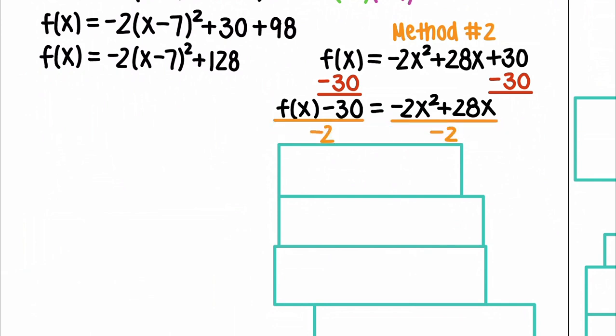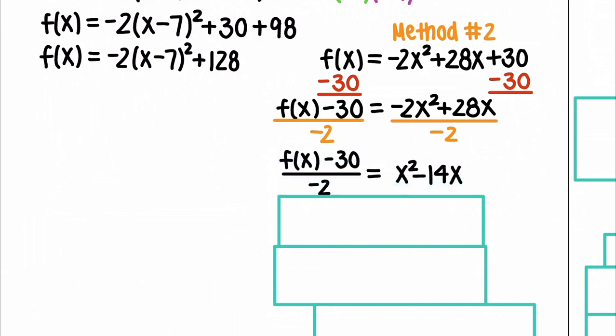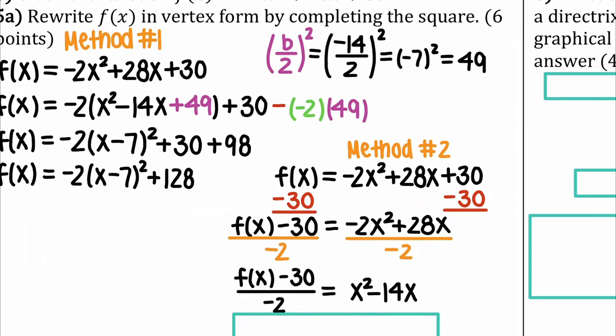And then from here, we want to divide by negative 2 to secure a being 1, or the leading coefficient being 1. So this is what we have as of now. f of x minus 30 divided by negative 2 equals x squared minus 14x. So once again, this is exactly what we want. We want the leading coefficient to be 1, and we want all the x values on one side of the equation. So that way we can start completing the square.